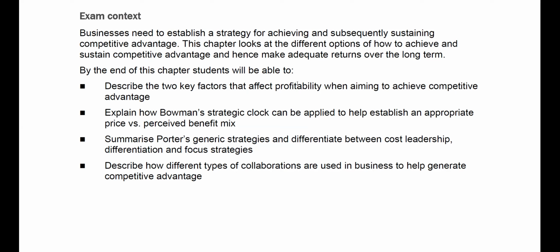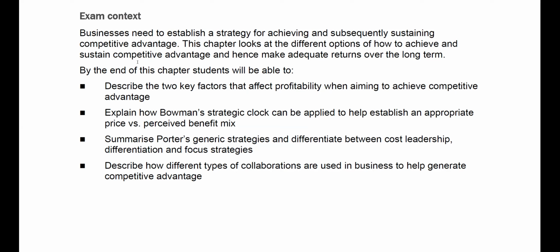Okay. So you see, if you look at the exam context, it says what? Businesses need to establish a strategy for achieving and subsequently sustaining competitive advantage. And this chapter looks at the different options of how to achieve and sustain competitive advantage and hence make adequate returns over the long term.